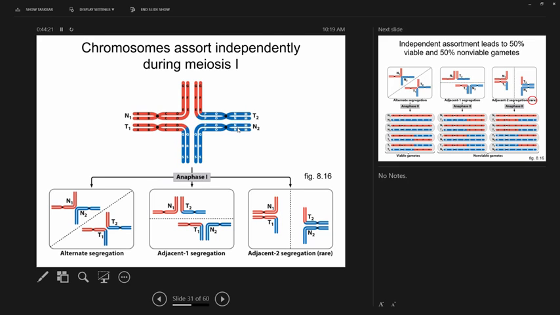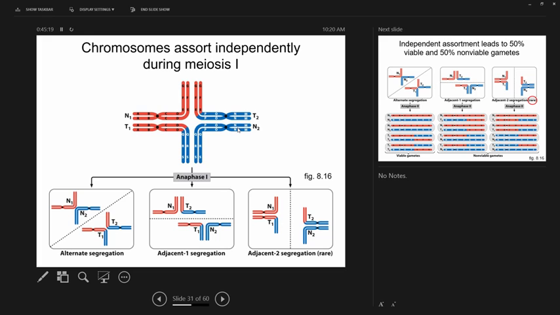If you look at this one called alternate, the corners go. So this chromosome here, N1, and this one here, N2, go to one daughter cell, and T1 and T2 go to the other one. So here's one daughter cell after meiosis 1. Here is the second daughter cell after meiosis 1. In adjacent 1 segregation, you split it here, and the two on top go up and the two down below go down. So you have an N1 and T2, T1 and N2 there. In both of these two cases, the left and the middle, each daughter cell got one chromosome 1 centromere and one chromosome 2 centromere. The N and the T are just to notate normal and translocated at this point, right?